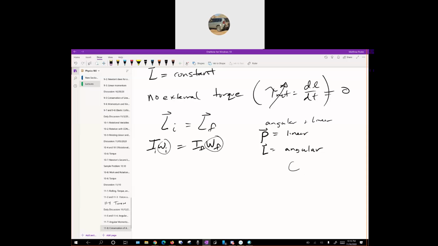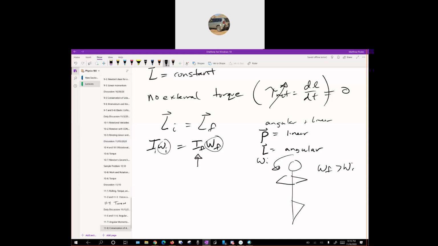I drew a pickle instead of a person. Let's say we have someone with their arms extended and they're spinning. If they have some initial omega or angular velocity, and all they do is pull their arms in, omega final is going to be greater than omega initial. All they did was change the moment of inertia about their body. They changed the mass distribution, and therefore it causes them to spin faster.